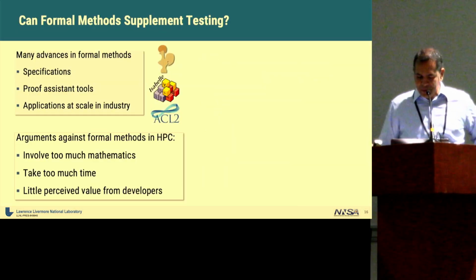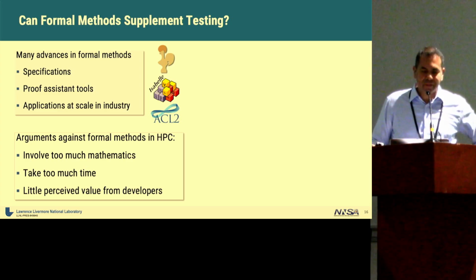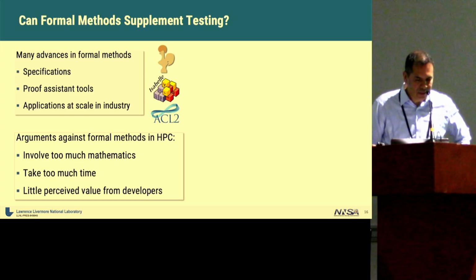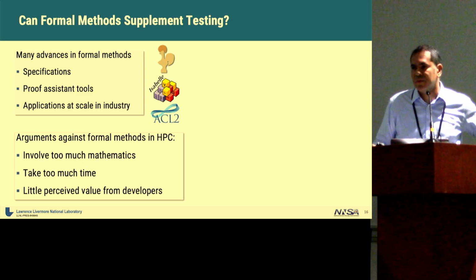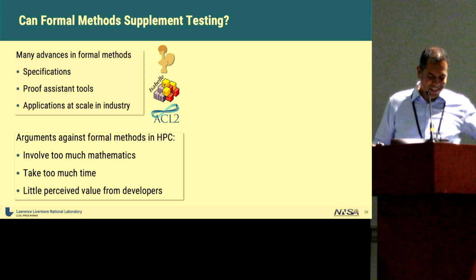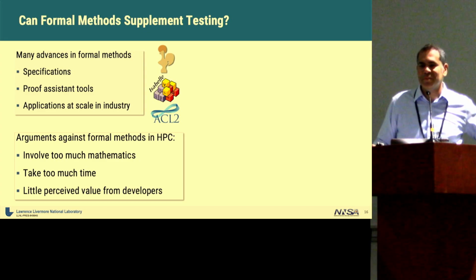I would like to say something about formal methods. For many years, I have tried to convince people to use formal methods more to complement testing. The reason is that there have been a lot of advances in formal methods, from specifications to a lot of proof assistant tools. There are several applications at scale in industry. But I have found a lot of resistance from code teams. The main arguments for not using formal methods are that it involves too much mathematics, takes too much time to use, and they perceive little value from formal methods.